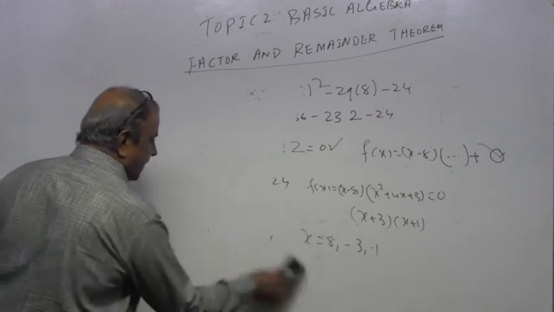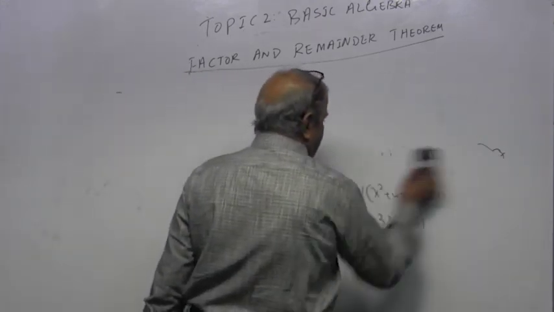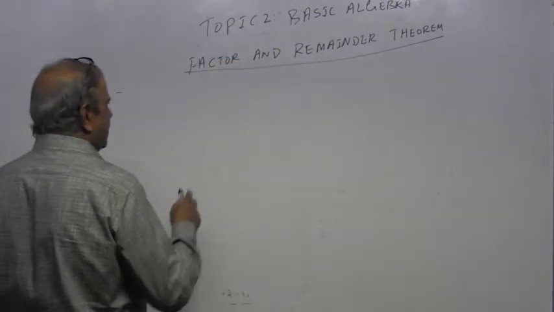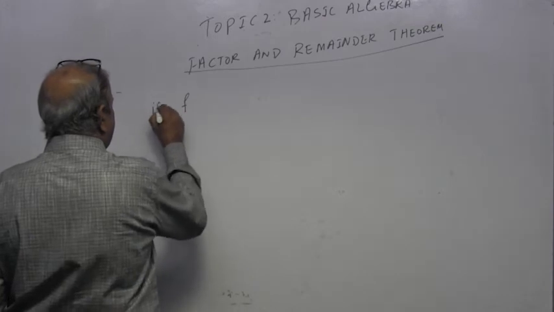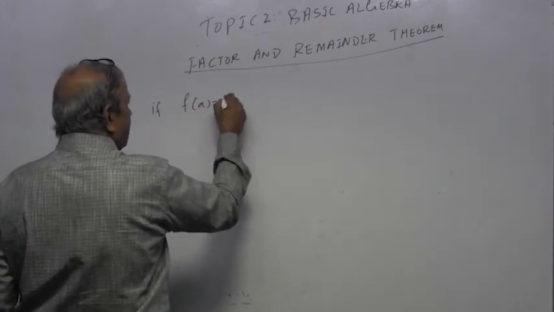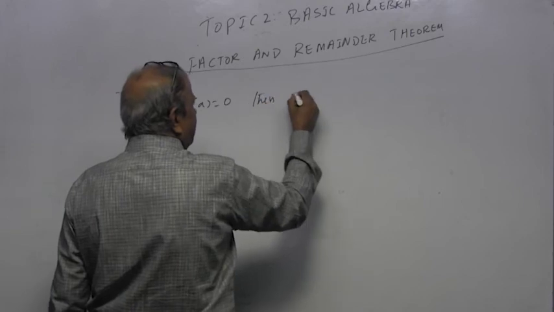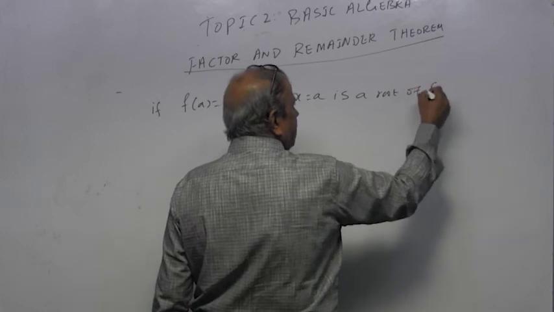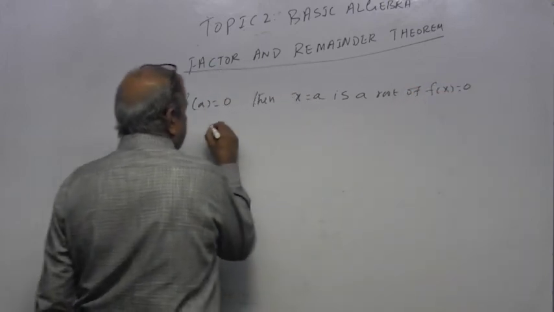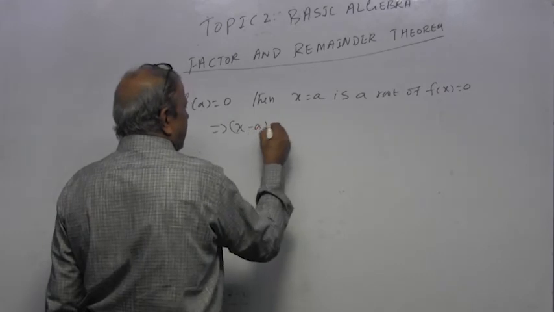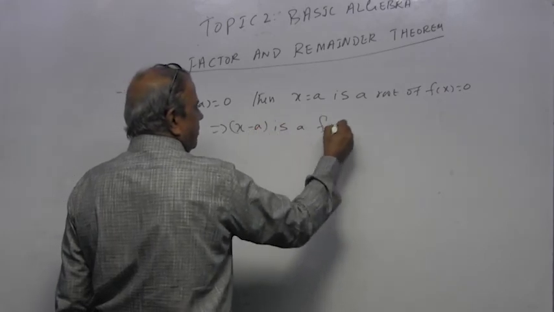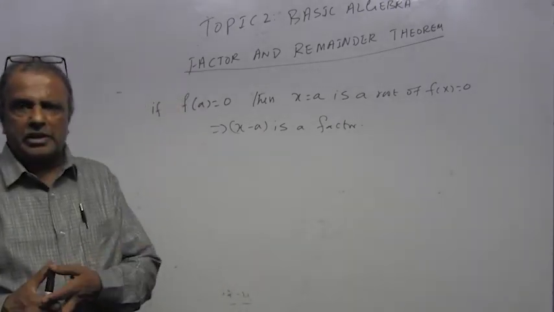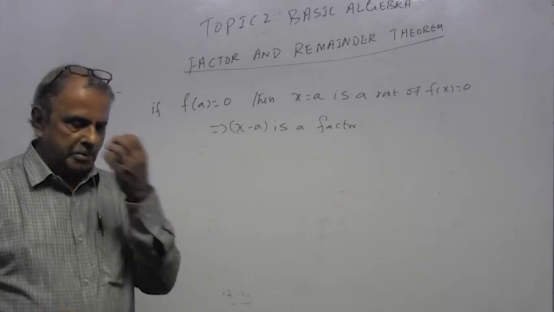As I said, the handout will be there for you. I don't think there's any handout necessary. I'll just give you the definition. That's all in the handout. So if f of a equal to 0, then x equal to a is a root of f of x equal to 0, which means x minus a is a factor. That is factor theorem. So I've given you a brief introduction to factor theorem and remainder theorem.